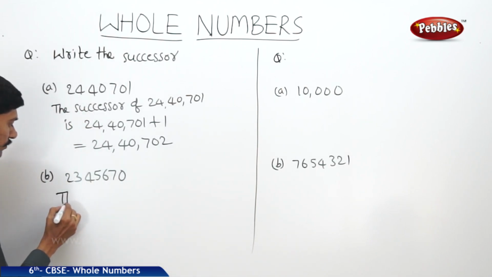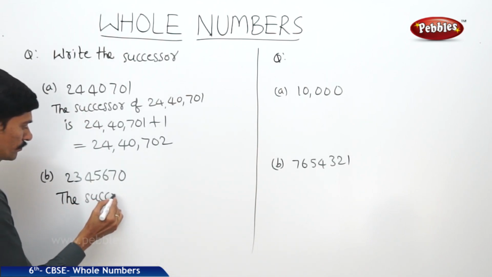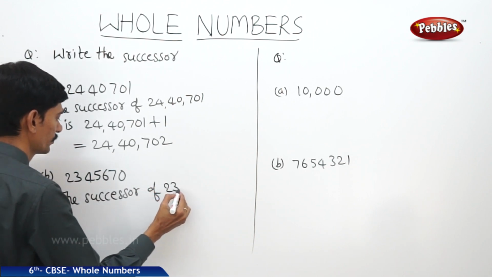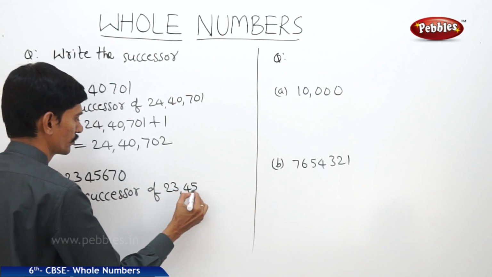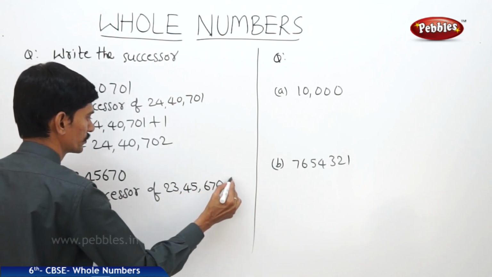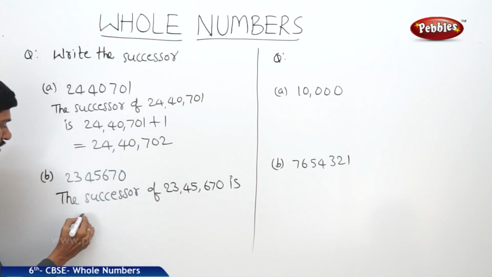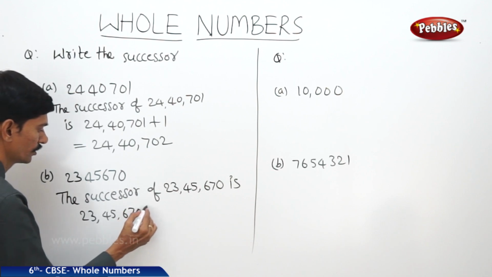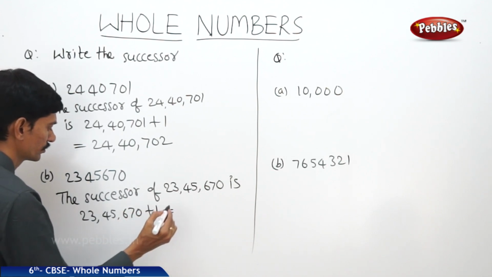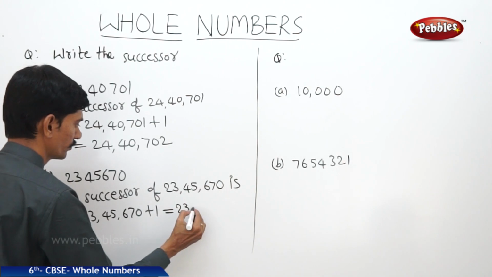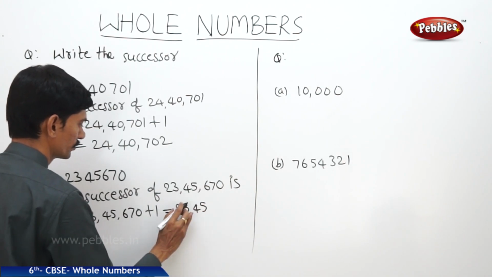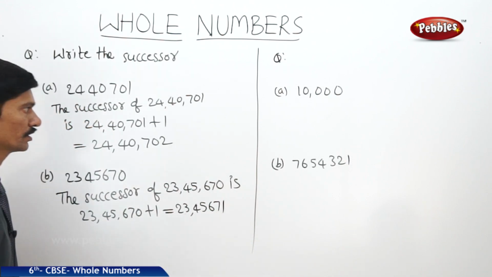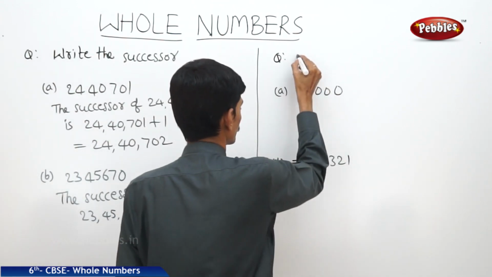Now the successor of 23,45,670 is 23,45,670 plus 1. So that equals 23,45,671.